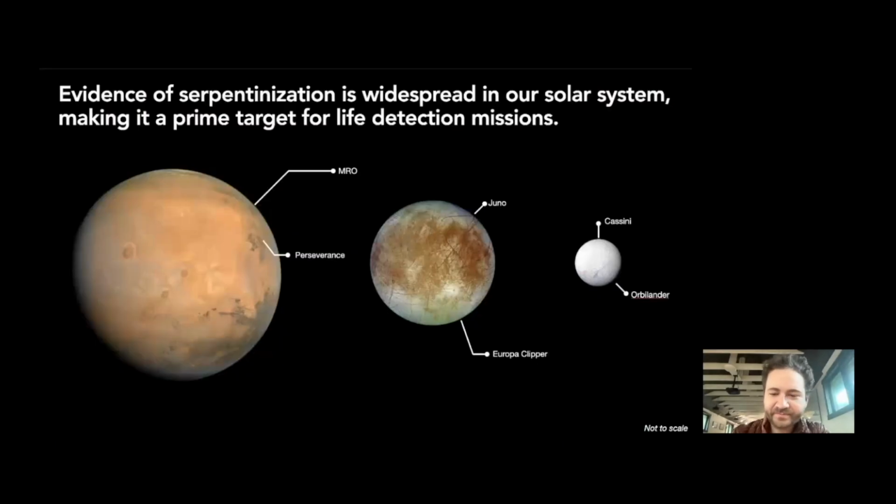Much of the early work in this system in Oman was funded by the NASA Astrobiology Institute, the Rock-Powered Life astrobiology node, because evidence of serpentinization is widespread in the solar system. NASA was interested in this process as a prime target for life detection missions, and they've sent a variety of probes and rovers to look for serpentinization processes throughout the solar system.